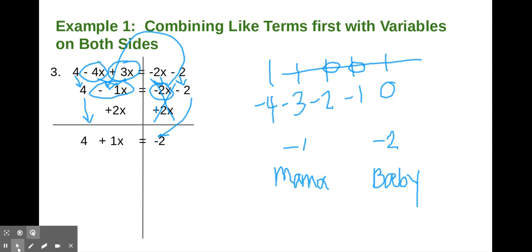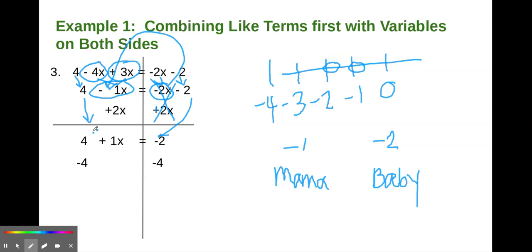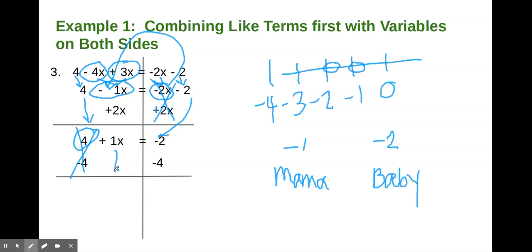Okay, and now we're at the point where we have a two-step equation, and we're going to use inverse operations to add or subtract. So we want to get rid of this constant term of 4. To get rid of a positive 4, you make it a minus 4 on both sides. So the 4 and the negative 4 go away. Bring down this 1x.